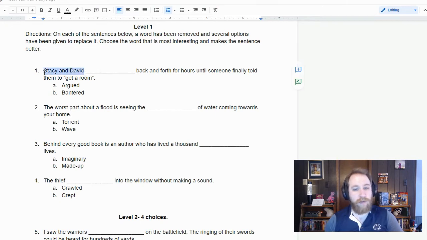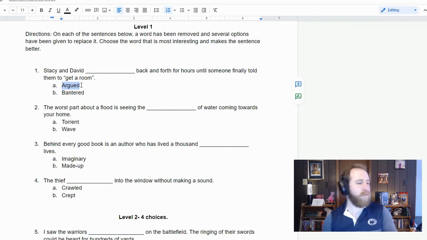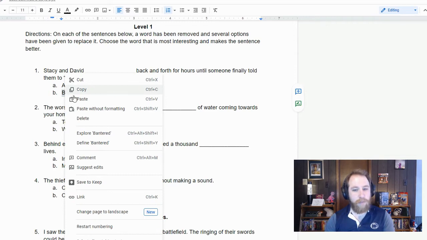Well, we have to understand what Stacy and David are doing. Are they arguing or are they bantering, right? Now, this idiom, go get a room, right, is an idiom that basically means that you two like each other, right? You're not really arguing, you're playing, right? So this idea of them arguing doesn't quite fit, whereas banter, right? Let's look up the definition of banter so that we can see exactly what it says. Should be in here somewhere.